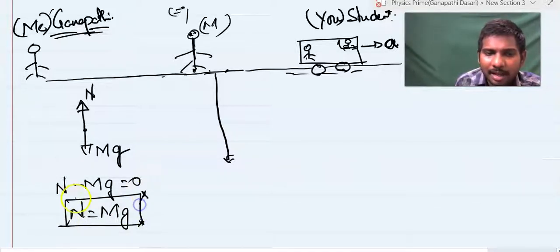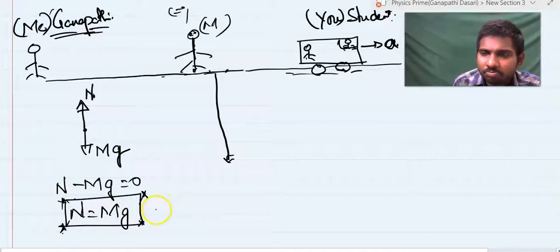Okay, my forces are balanced and there is no other force. The net force is 0. So acceleration is 0. Then this is over from my point of view.